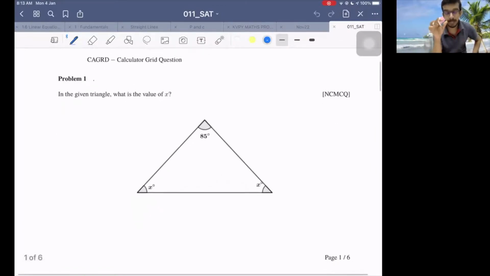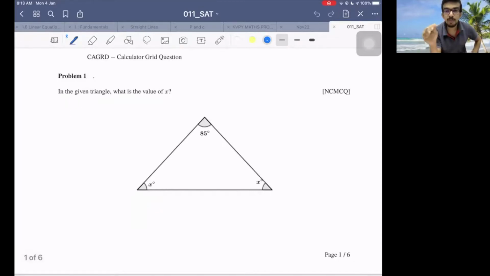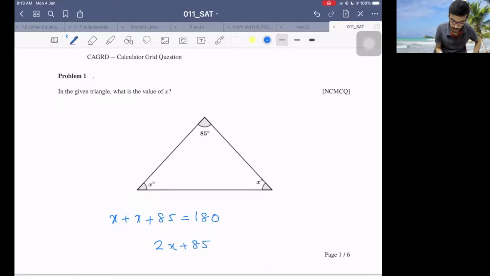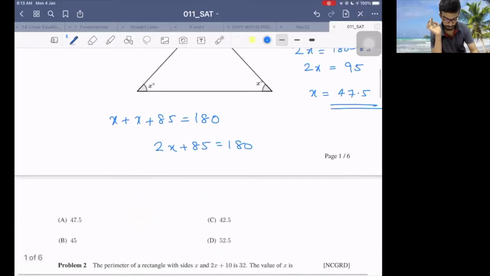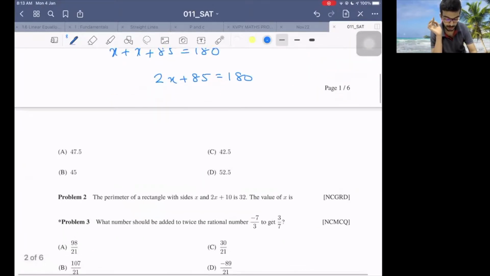The sum of the angles of a triangle will be 180 degrees. So we have x plus x plus 85 will be 180. So 2x plus 85 is going to be 180, and 2x is equal to 180 minus 85, which is going to be 95, and your x is going to be 47.5. Cool. That's a very easy question. Got it? Yes. Next question.